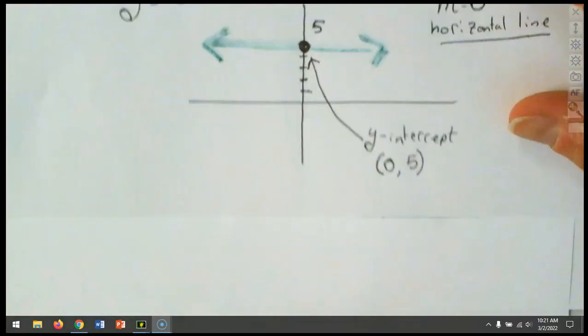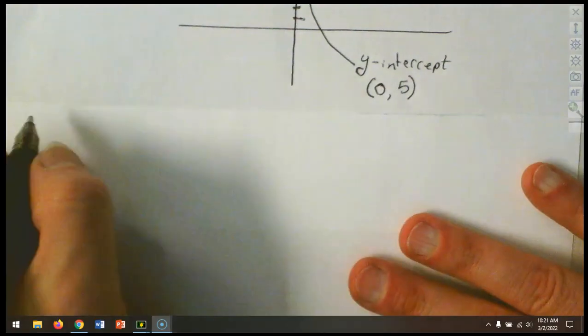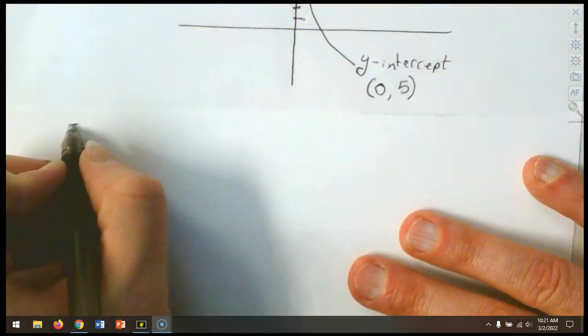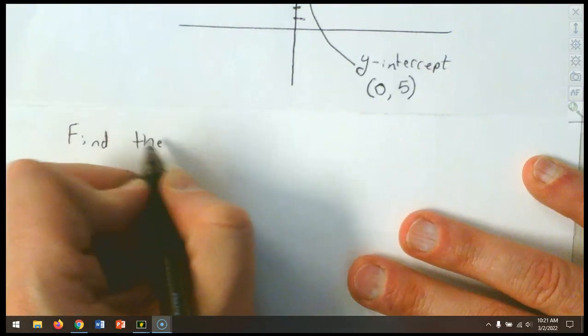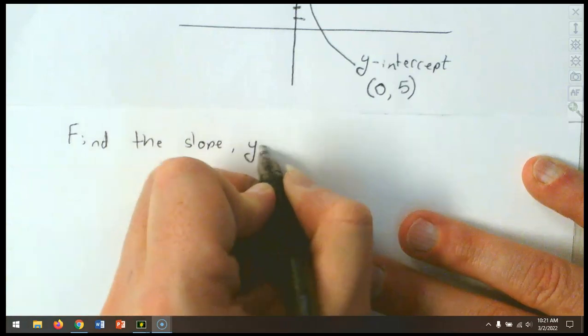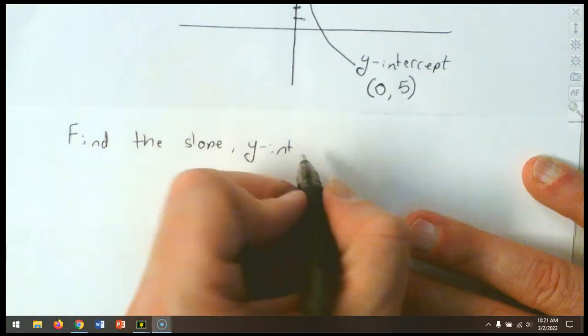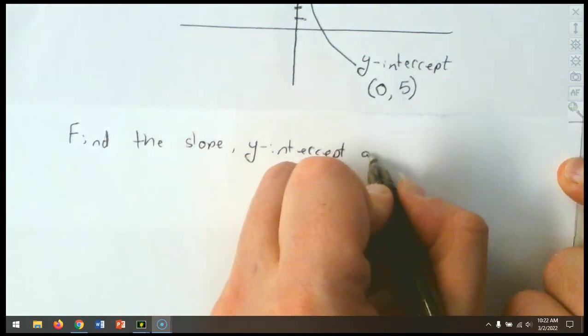Let's now look at a vertical line. So again, we're going to find the slope, y-intercept, if there is one, and graph it.